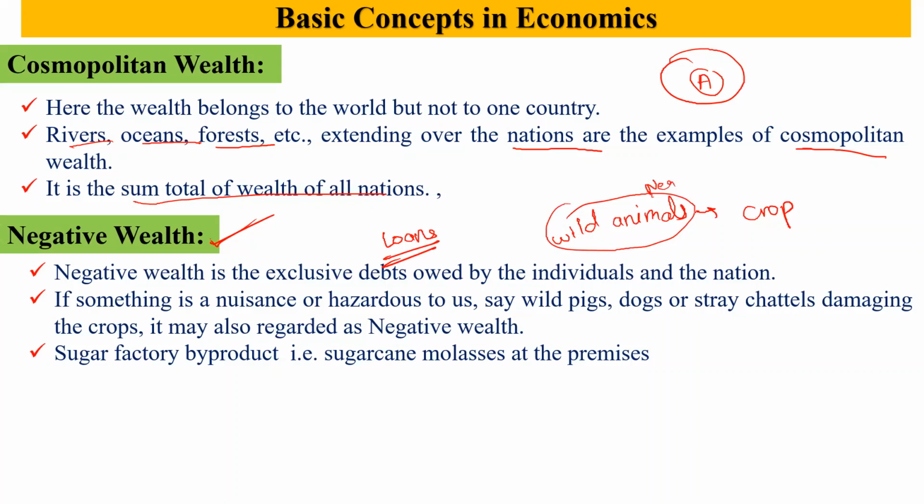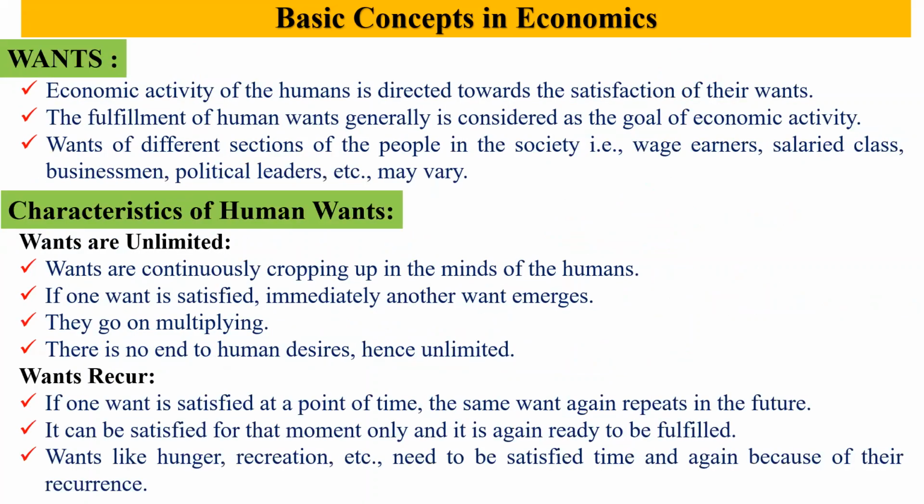Also, the sugar factory byproduct, that is sugarcane molasses in the premises. It is causing some pollution or smell, the molasses smell. So it is also negative wealth, that is, whichever is causing something hazardous or a nuisance is termed as negative wealth. The next concept is wants.